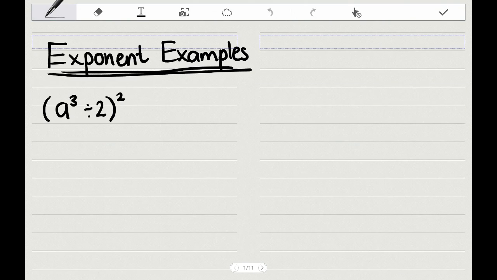Hello, this is a video on exponents again. Assuming you have watched the first one on the introduction of exponents and exponent laws, we are now going to do a few examples. There will be 3 levels of examples.